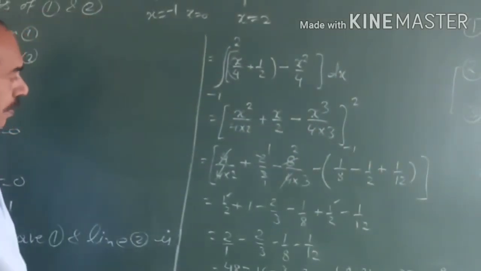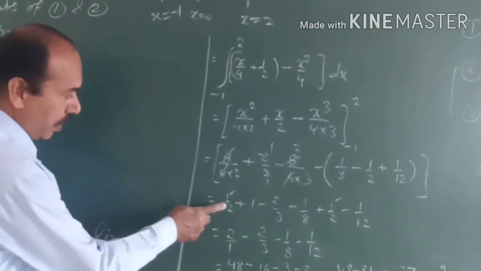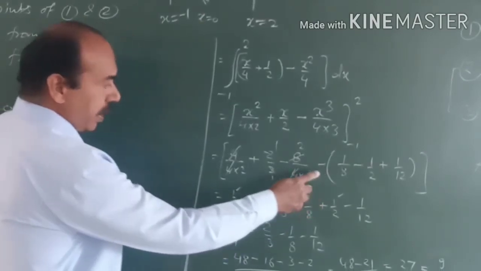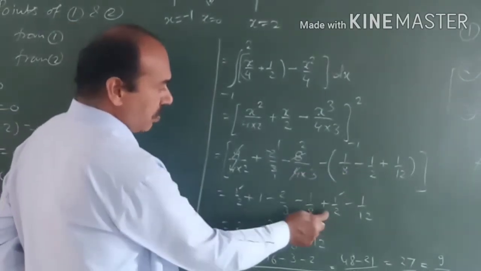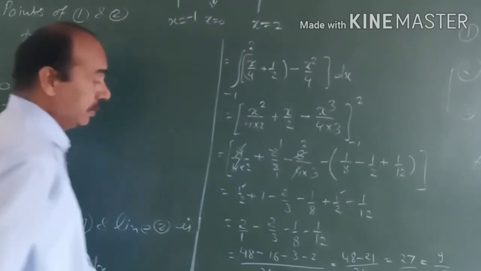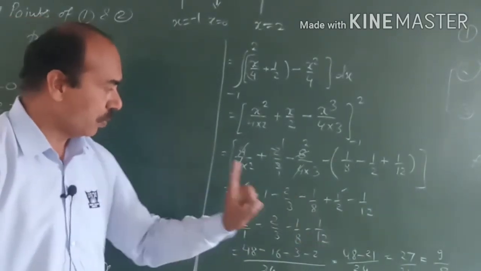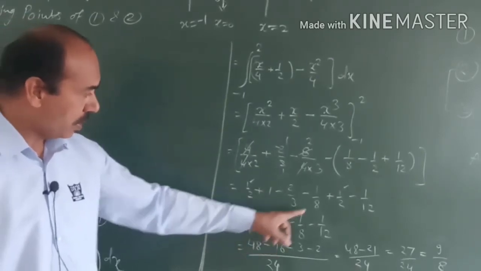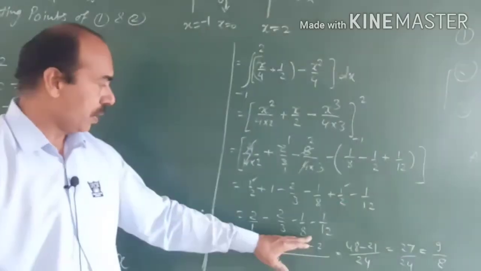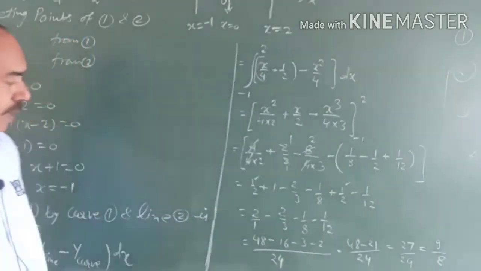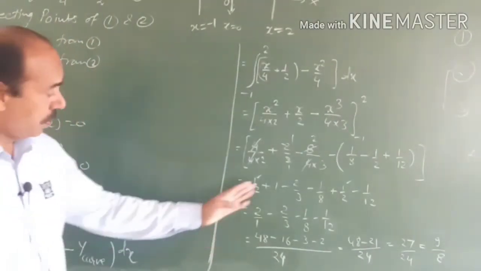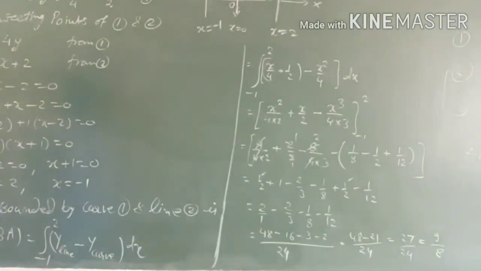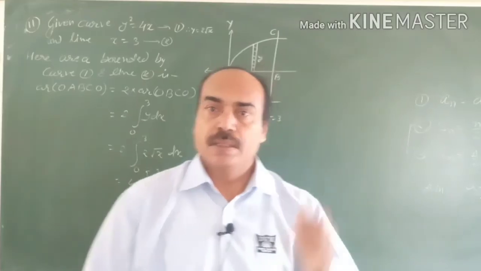Now open the bracket. From here only 1 by 2, after that 1 minus 2 by 3, open this bracket, so minus 1 by 8, minus minus plus 1 by 2 and minus 1 by 12. Since 1 by 2 plus 1 by 2 is 1, and 1 and 1 is 2. After that minus 2 by 3, minus 1 by 8, minus 1 by 12, and their LCM is 24. So when you solve this, you will get the answer 9 by 8 square unit.